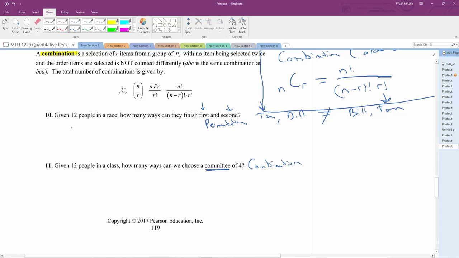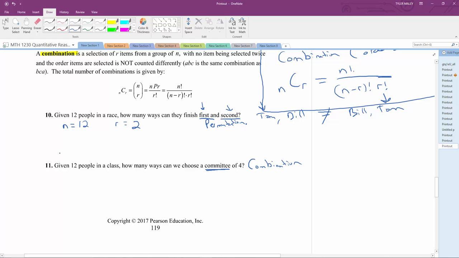Right? So as I was saying, number 10, I pointed out that a permutation is appropriate here. To be able to do this, we just need to use this formula. So n is the total number of people in the group, so there are 12 people in the group, and then r is how many items we're selecting. So we're selecting just 2 items, because we have a first and second place.